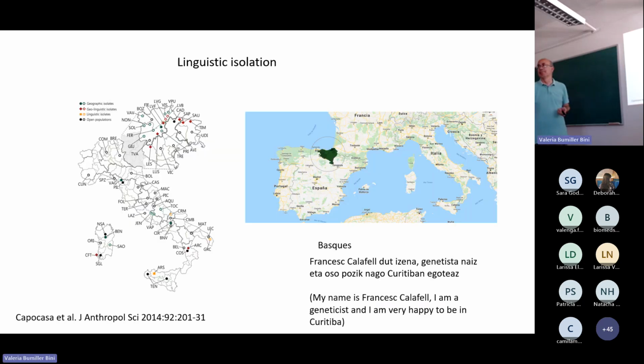Does linguistic isolation matter? Well, I guess that if you really understand and speak the same language with a mate, it's more likely that you will have children together. It's not strictly required, but it helps. And by itself, language, or as a general marker for a culture, it's quite often the case that linguistic boundaries tend to match genetic boundaries. And for instance, we have this linguistic isolate in northeastern, in North Spain and France.